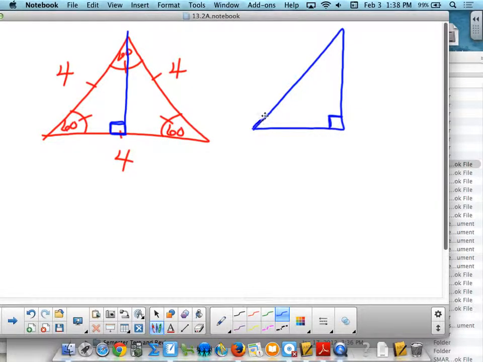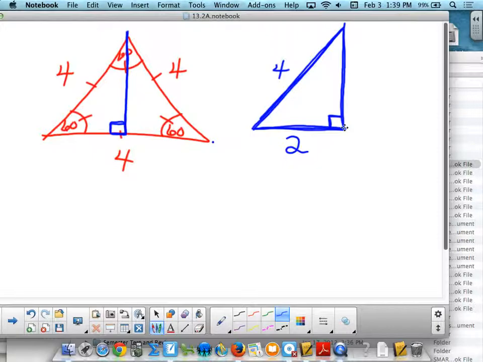Okay, can somebody tell me the length of this side here? 4. We said it was 4. It won't change. Can somebody tell me this side? Half of 4, yeah, it's 2. Got that? Okay. Can somebody tell me the distance from top to bottom? So this side right here. That's kind of hard, isn't it? It's square root of 3 times the short... Okay, you're reading your notes.